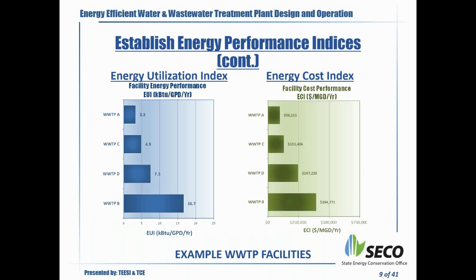Okay, so once we have that information, what you will see in your report, what you see on the screen over here, is wastewater treatment plants A, B, C, D, and you will have the EUI, energy use index, and ECI, the energy cost index, for those plants. So that information will be there that you could use as a baseline going forward, and then ideally you will be comparing this from one year to the next year to keep track of how you're doing.